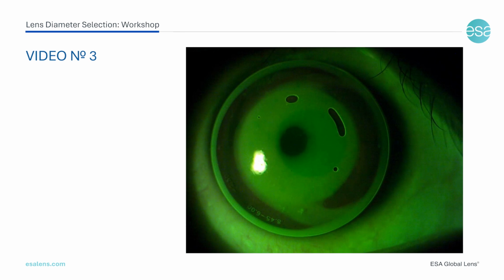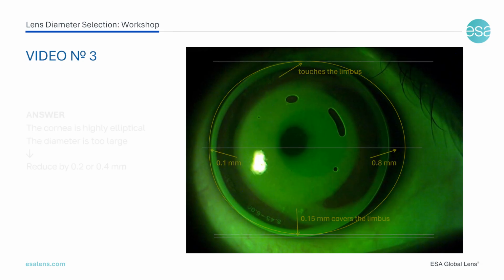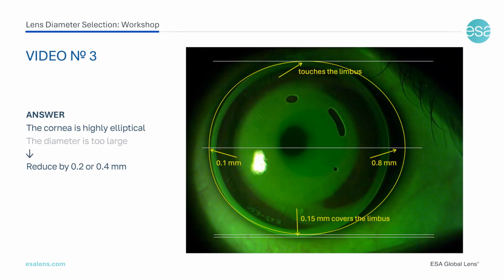What do you think of the diameter of this lens? What is your proposed action? In this case, the diameter is too large. We will first reduce it by 0.2 mm and then decide if a second 0.2 mm reduction is necessary based on the resulting limbal gap.